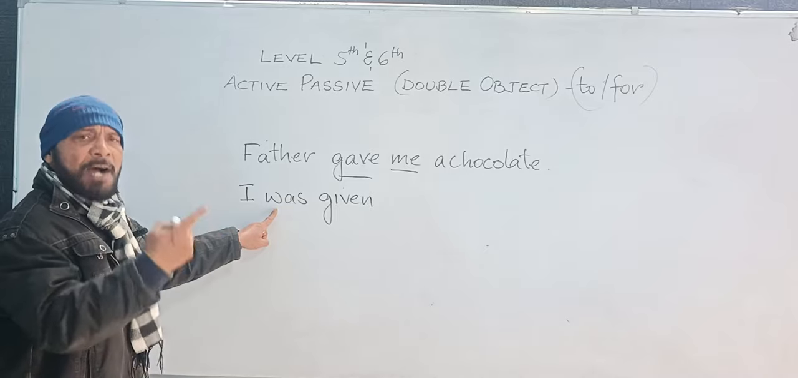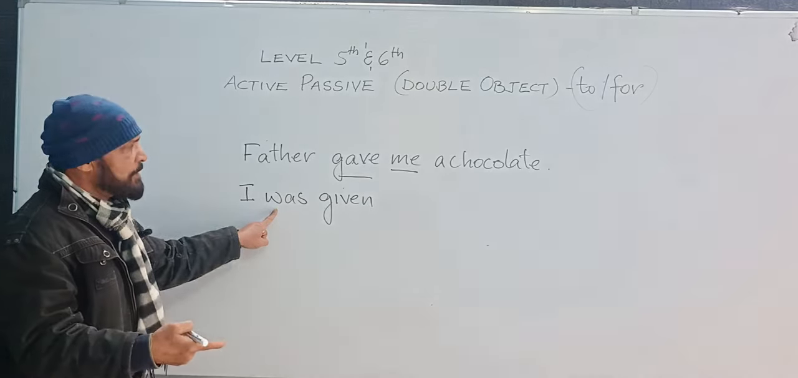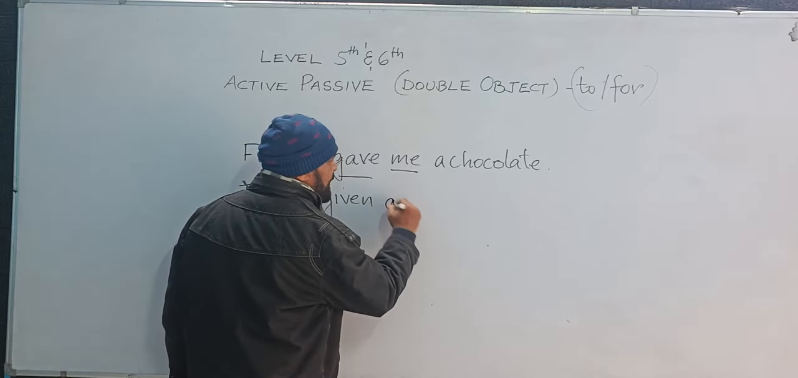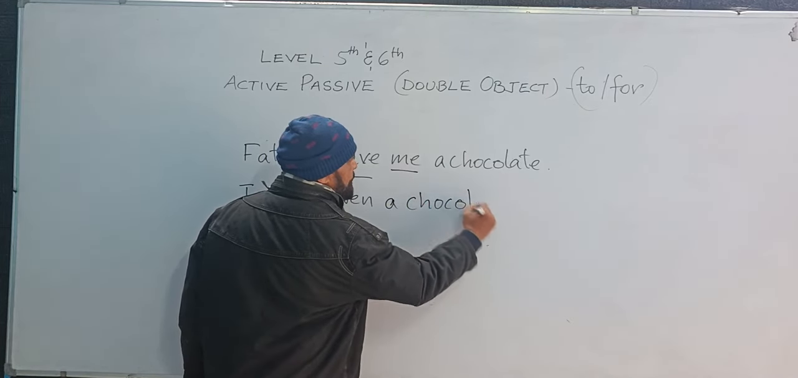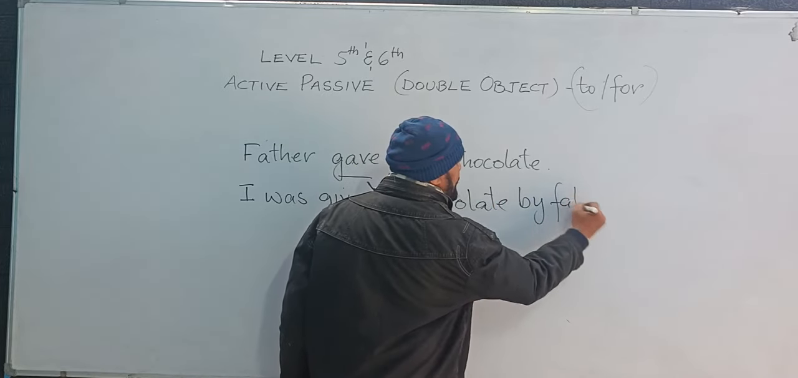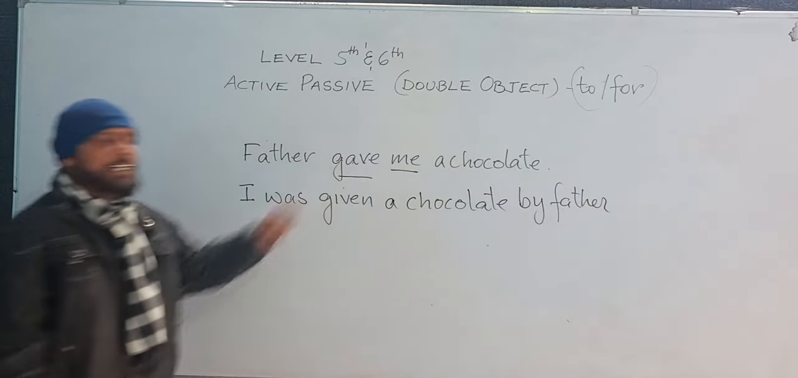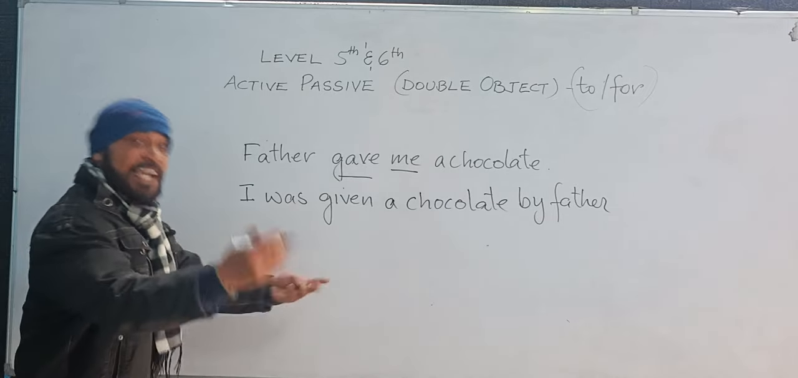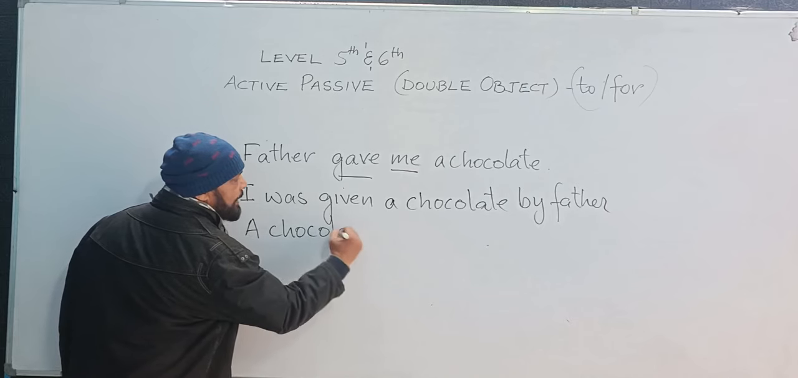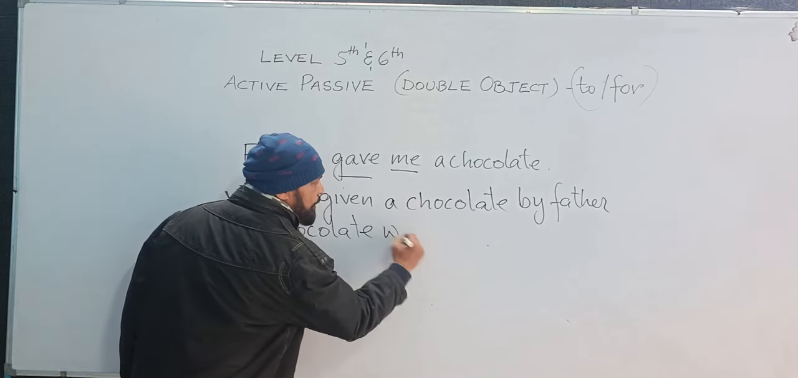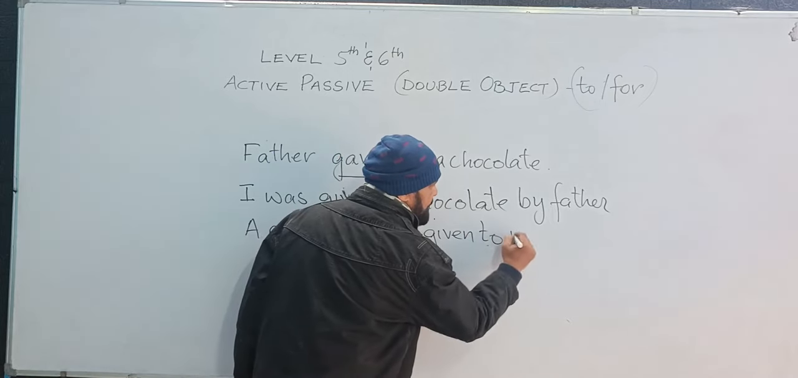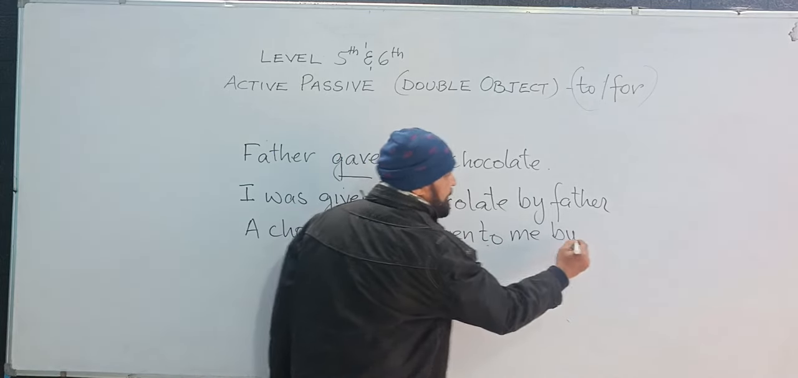Gave is past, we use was. In the first sentence you used buys, that was present, so we use is, am, are. Gave is past, so we have to use was, were. So I was given a chocolate by father. That was the indirect object. Now let us go down to the direct object. A chocolate, C-H-O-C-O-L-A-T-E, was given to me by father.